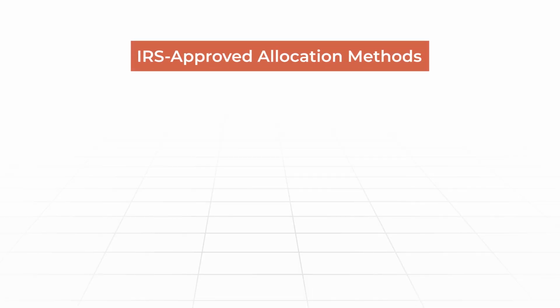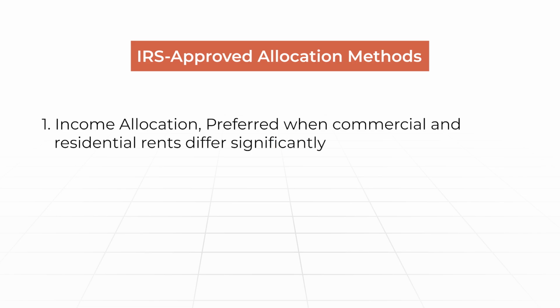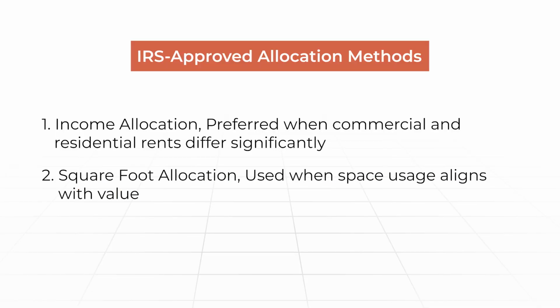What they say is you must allocate the basis using any reasonable method as long as it reflects economic reality. The most common reasonable methods are, first, an income allocation, which is the most common. This is preferred where commercial rent significantly exceeds the residential rent or vice versa. Number two, there's a square foot allocation. And this is used when the relative space usage aligns with the value.